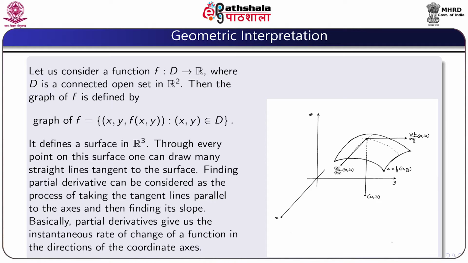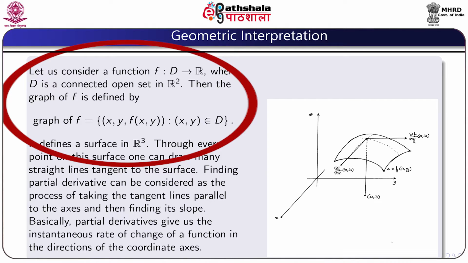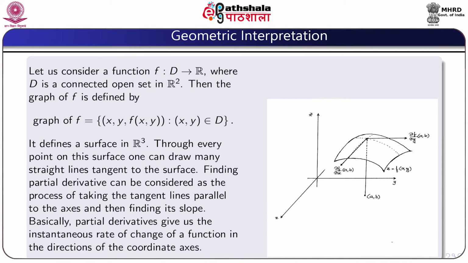Let D be an open connected set in R^2 and f a scalar field defined on D. The graph of f is defined by the collection of all ordered triplets (x, y, f(x, y)), where (x, y) is a member of D. Clearly, it defines a surface in R^3. Now, through every point on this surface, one can draw many straight lines tangent to the surface. Two of them are of special importance.